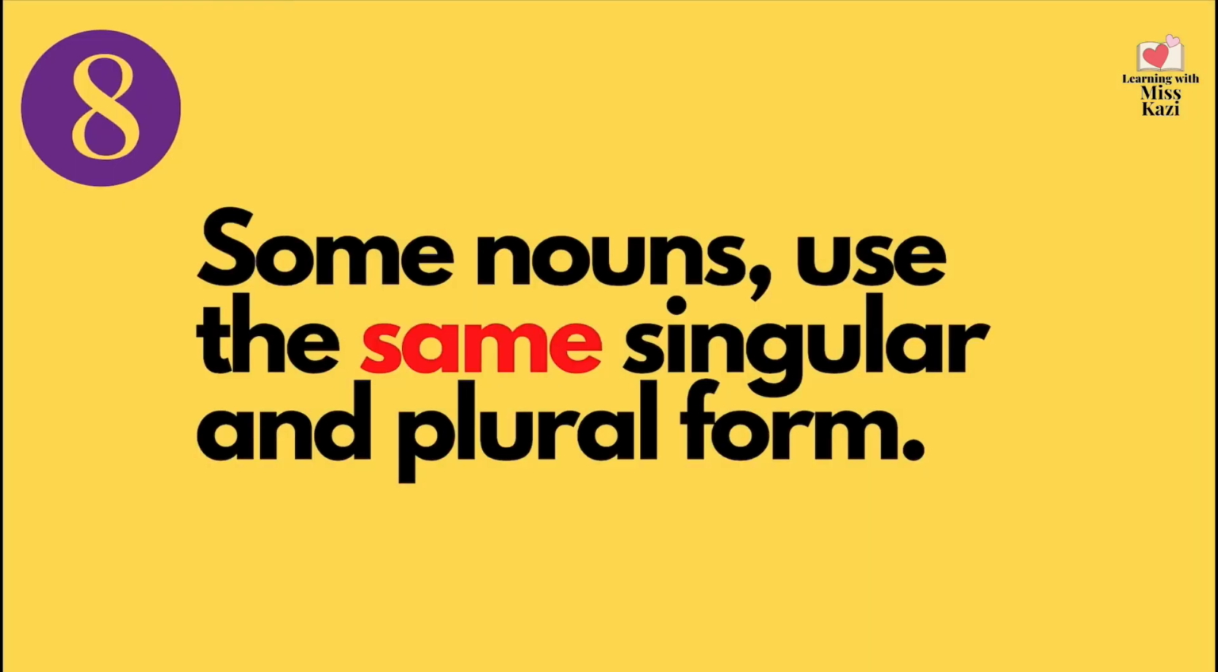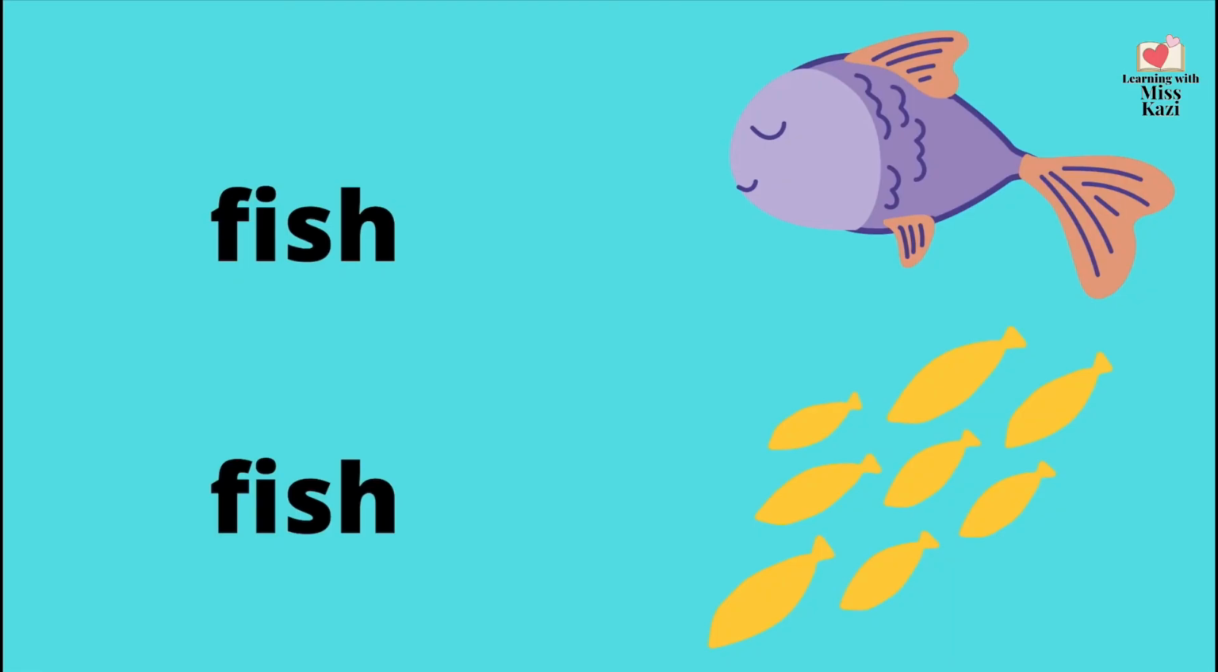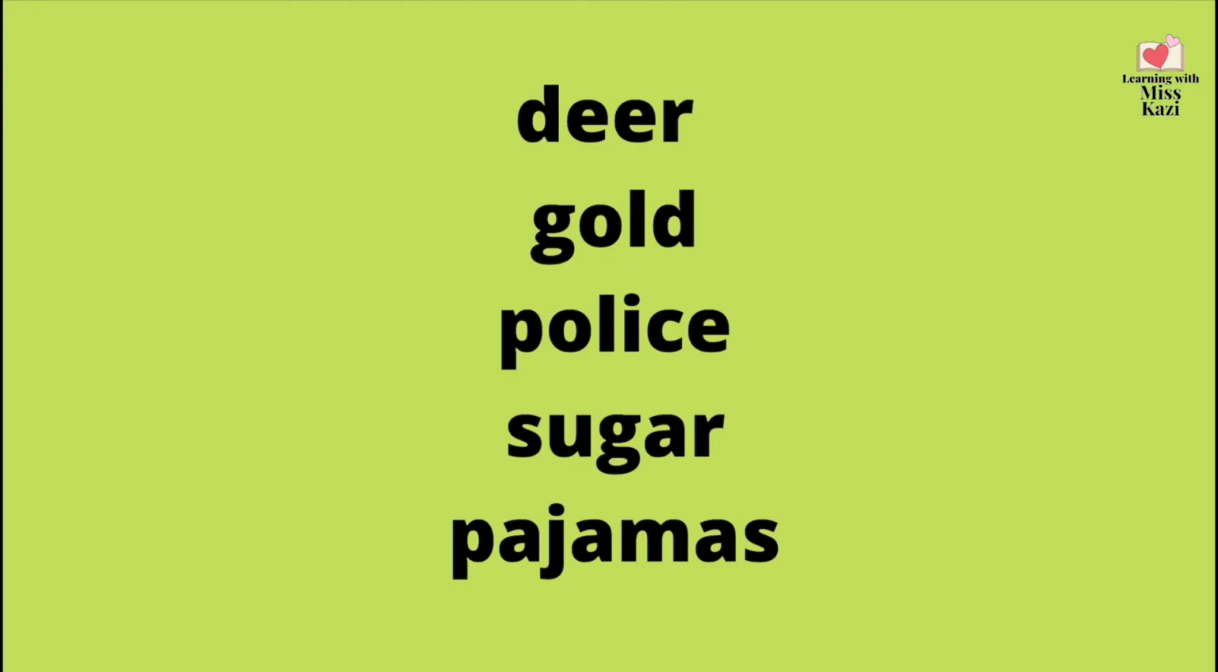Our last rule is, some nouns use the same singular and plural form. So, if we have one fish or we have many fish, we use the same word, fish. Here are some more examples which remain the same whether they are singular or plural. Deer, gold, police, sugar, pajamas are some examples. Can you think of any more?